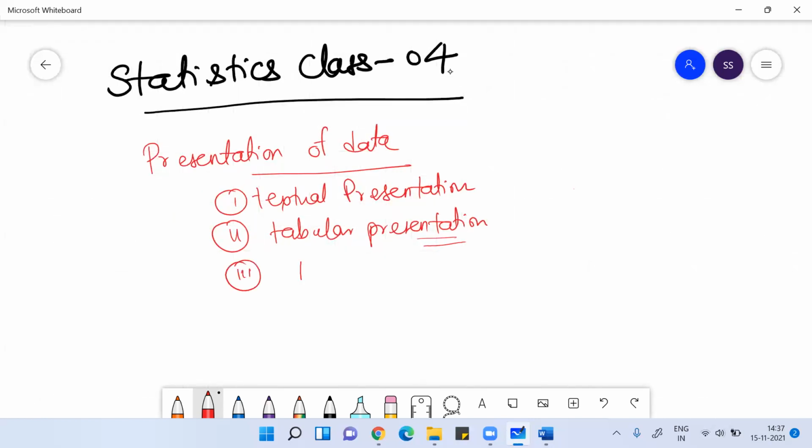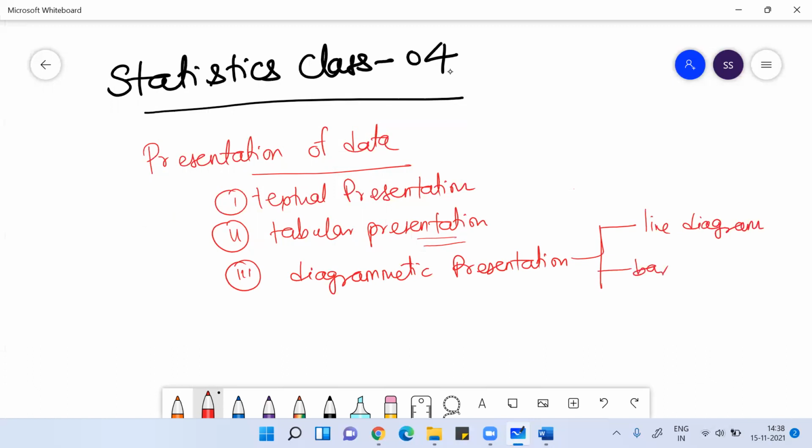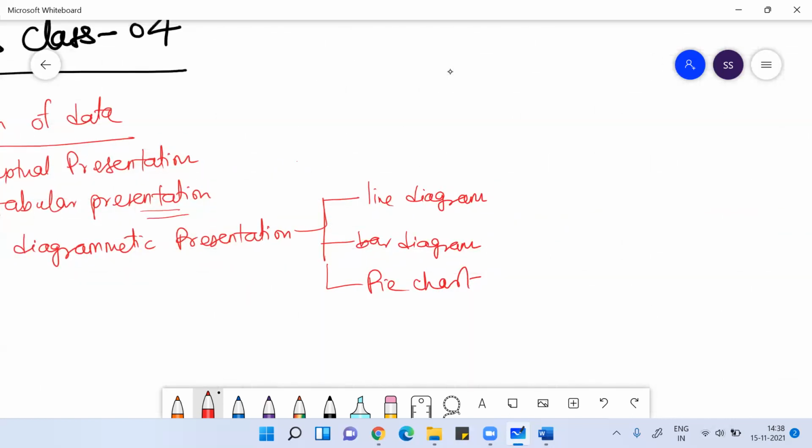The third form of presenting the data is called diagrammatic presentation. Diagrammatic presentation can be a line diagram, a bar diagram, or a pie chart. Pie chart, I hope you know, is a circular kind of representation, where the total angle in the circle is 360 degrees. This way, we group the data under different headings. That is called a pie chart. I hope you have seen pie charts.